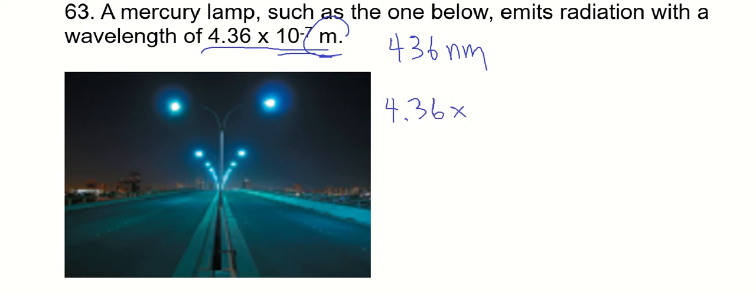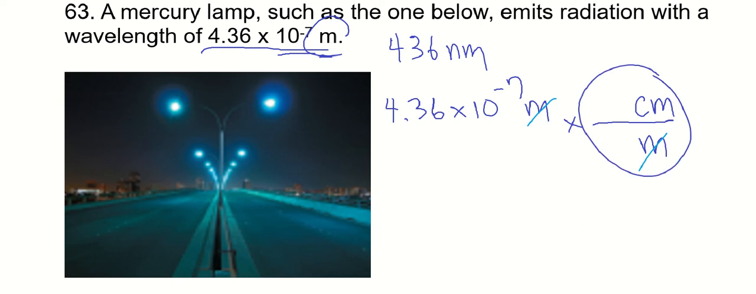4.36 times 10 to the negative 7 meters. That's just what's given. We're going to use a conversion factor to get rid of meters and end up with the desired unit on the other side. Right, so meters cancel out. Now make sure this is equal. We learned this back in the first week or so of our class: 100 centimeters in 1 meter.